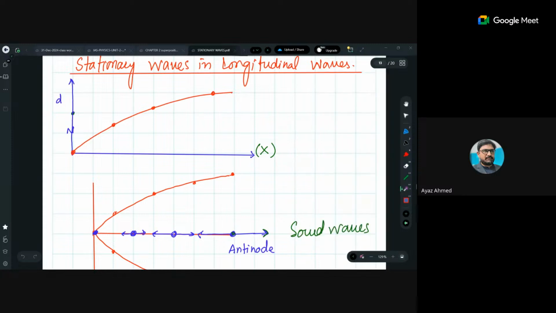So if I have the displacement and distance-time graph, at a node there is no displacement of the particle, but at an antinode the displacement is highest. That's why I will get this type of graph, and this graph basically represents the displacement or amplitude of the wave with respect to position.